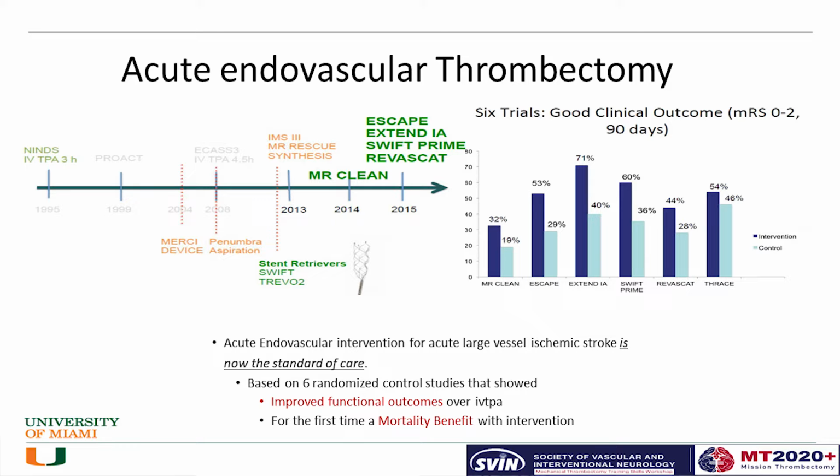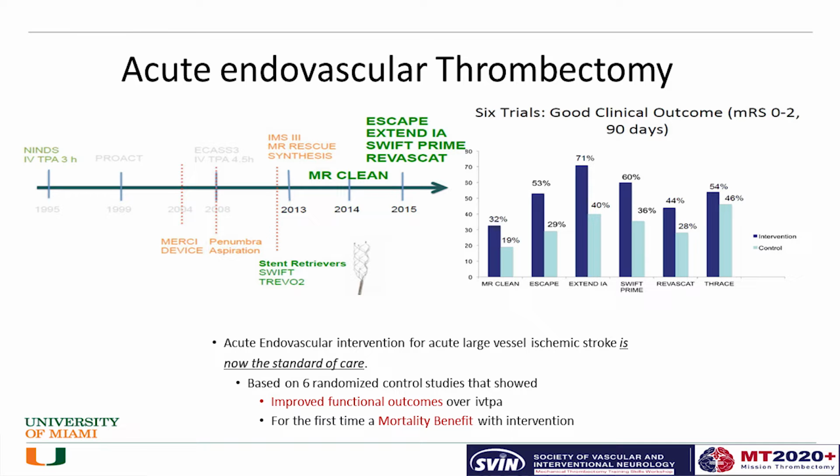So as you can see with MR CLEAN, the number of patients who are able to go back to work or good outcome, what we call a modified Rankin score of 0 to 2, was significantly increased. So from 19% with placebo up to 32% with mechanical thrombectomy.